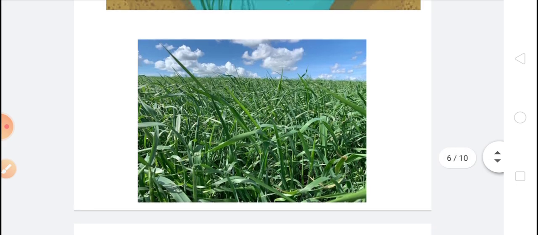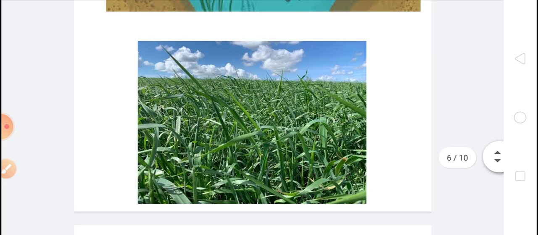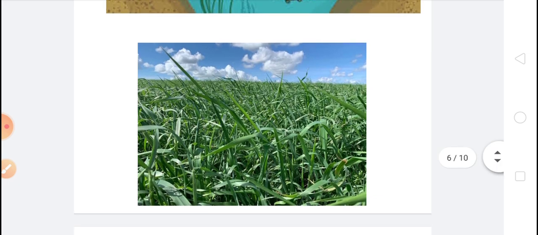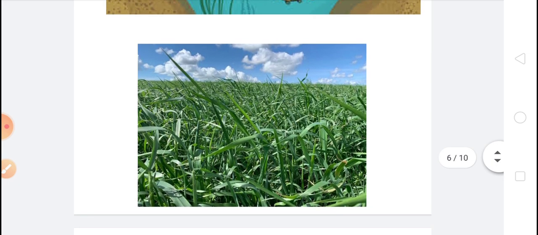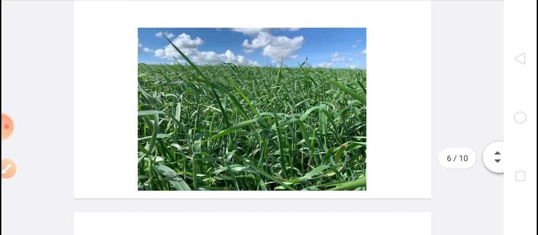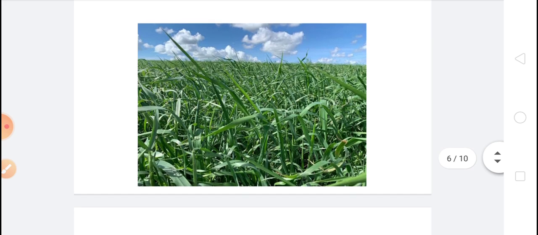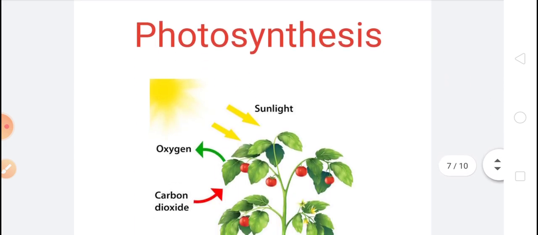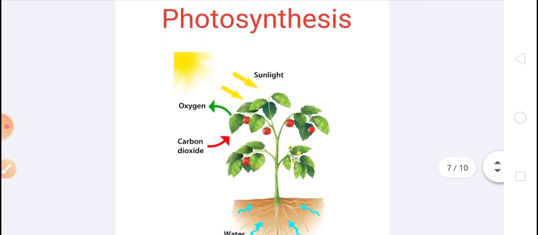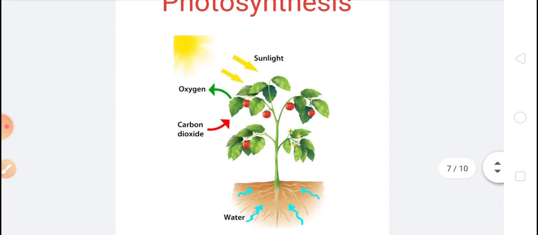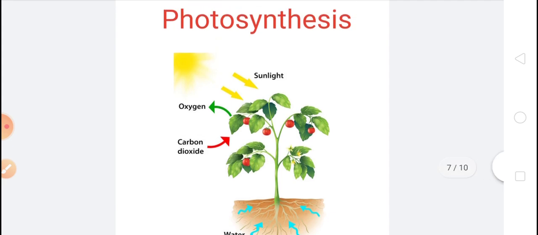Green plants have a green color pigment which is called chlorophyll, and because of the chlorophyll, green plants have their green color, which helps them to produce food by the process of photosynthesis. You know that in the process of photosynthesis all the green plants make their own food. So first of all we will see how photosynthesis takes place in plants.